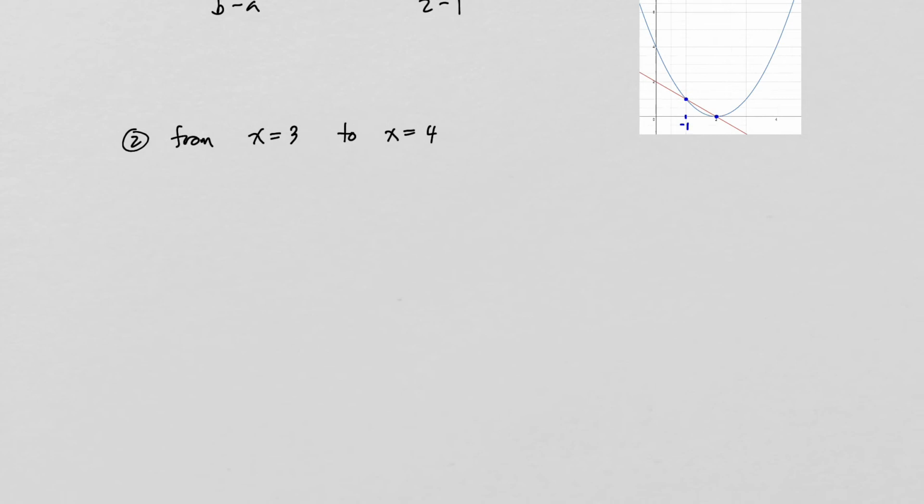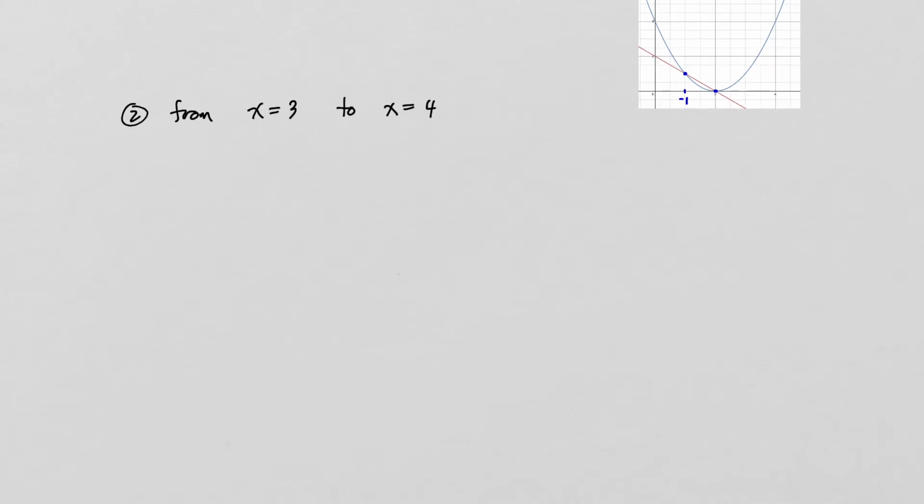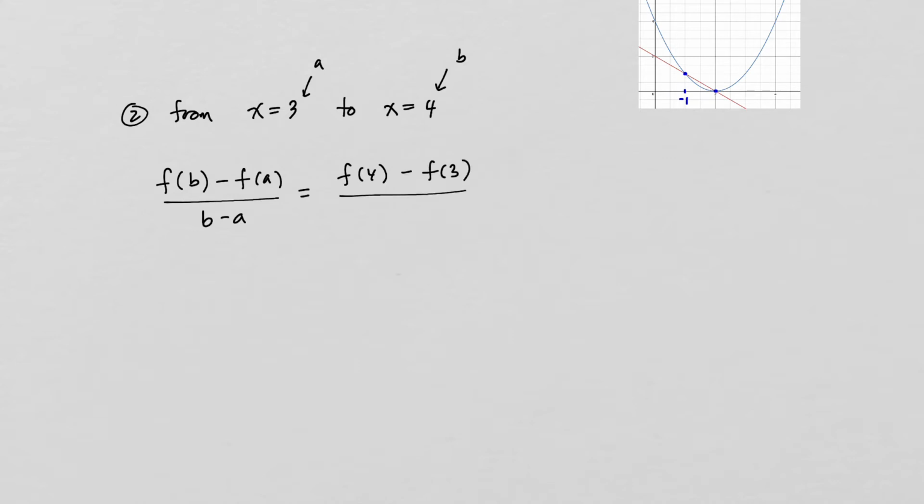Now let's take a look at the second part. Let's find the average rate of change from x equals 3 to x equals 4. So to do this, we basically use the same exact steps. The secant line has a slope of f of b minus f of a divided by b minus a. In this case, a is 3 and b is 4. And so this is going to be f of 4 minus f of 3 divided by 4 minus 3.